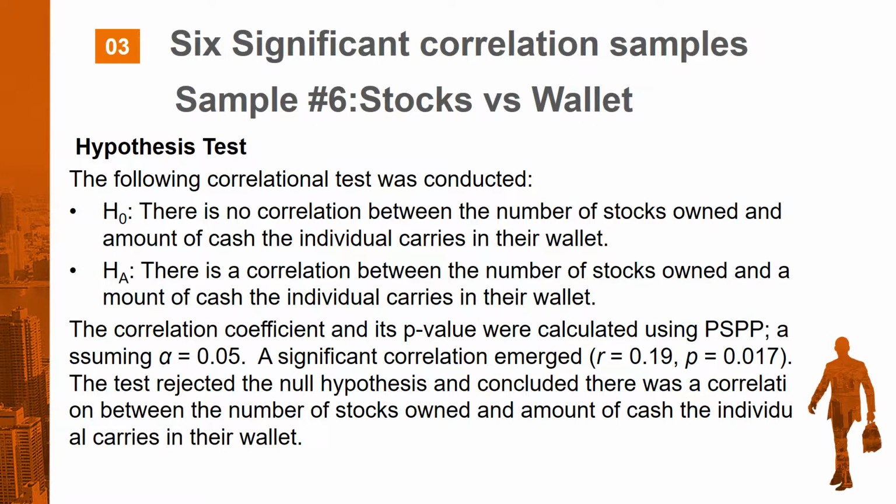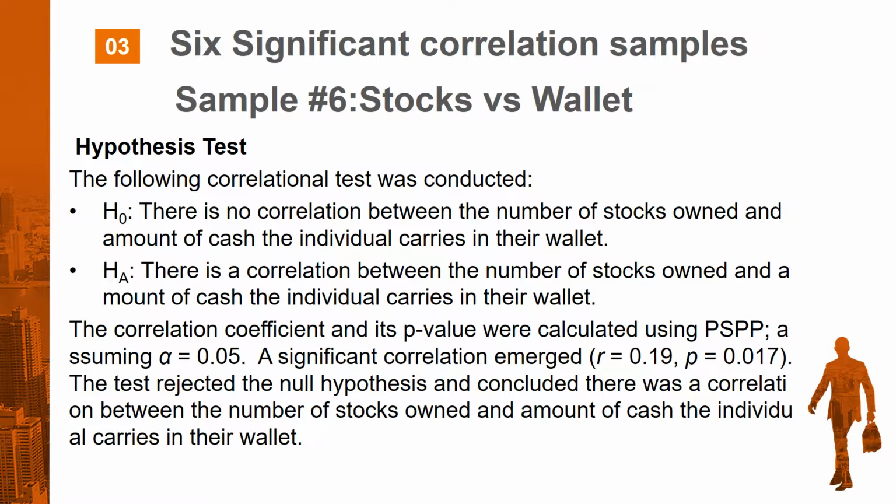All right, so the correlation coefficient here and a p-value, we computed this using our beautiful PSPP tool, and we assume our level of alpha 0.05 as we've done with the other samples. So we found a significant correlation here with an R value of 0.19, although not as strong as the other correlation coefficients that we have seen before. We saw a p-value here of 0.017, which is also less than our alpha value of 0.05.